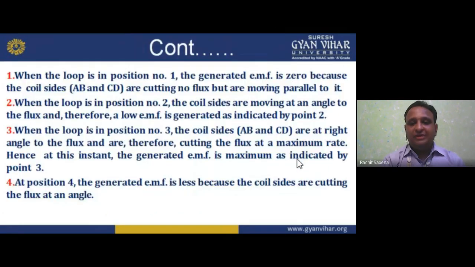Now moving forward, my dear students, when the loop is in position number 1, as I told you earlier, the generated EMF is 0 because the coil sides A, B, C, D are cutting no flux and are moving parallel to it. When the loop is in position number 2, the coil sides are moving at an angle to the flux, and therefore a low EMF is generated, indicated by the point. When the loop is in position number 3, the coil sides AB and CD are at right angles, perpendicular to the flux, and are therefore cutting the flux.